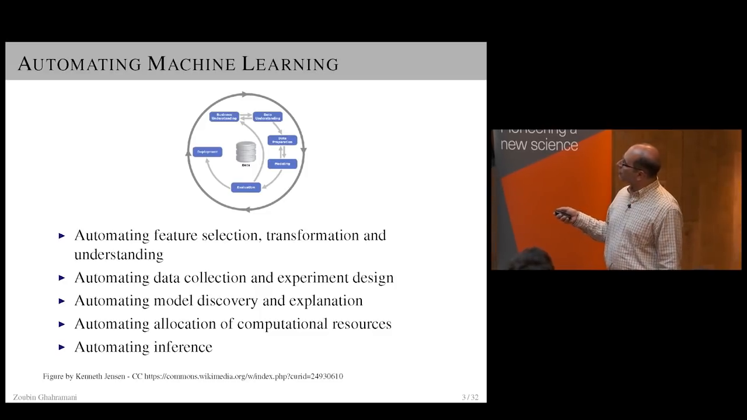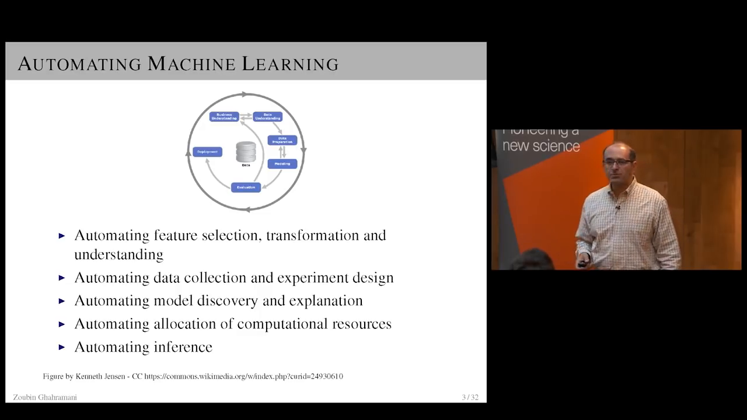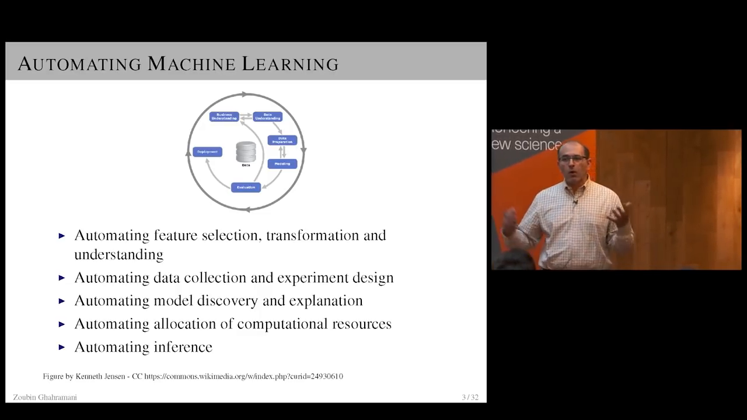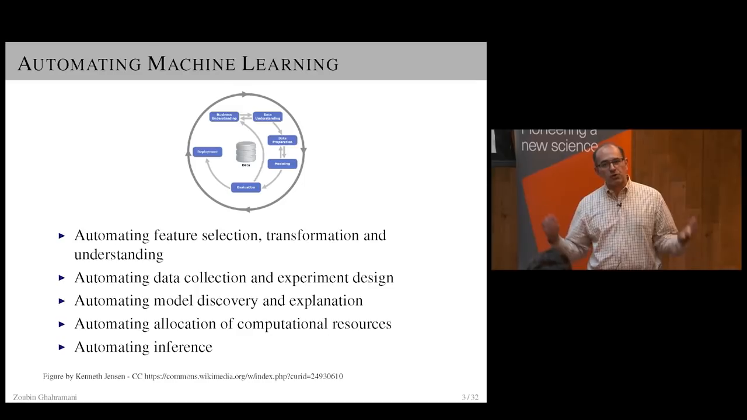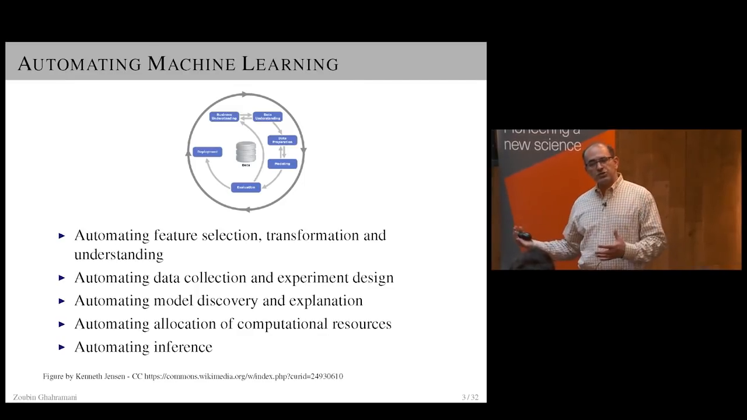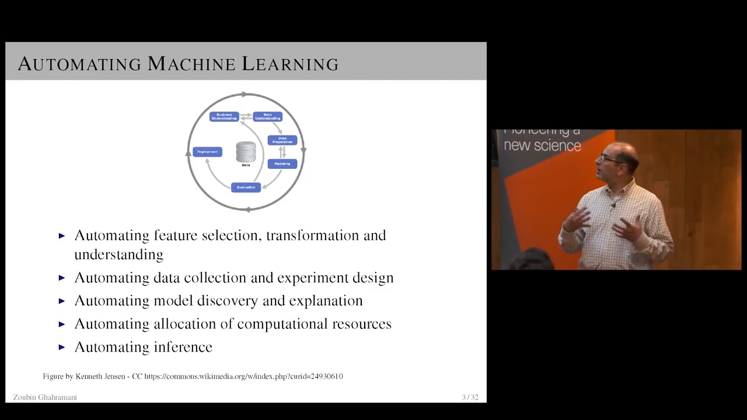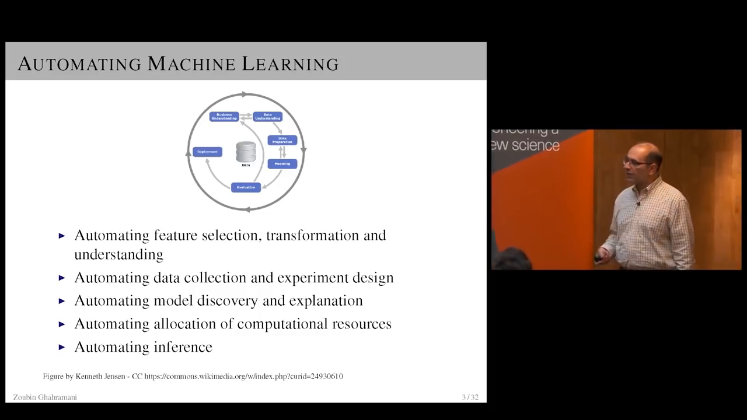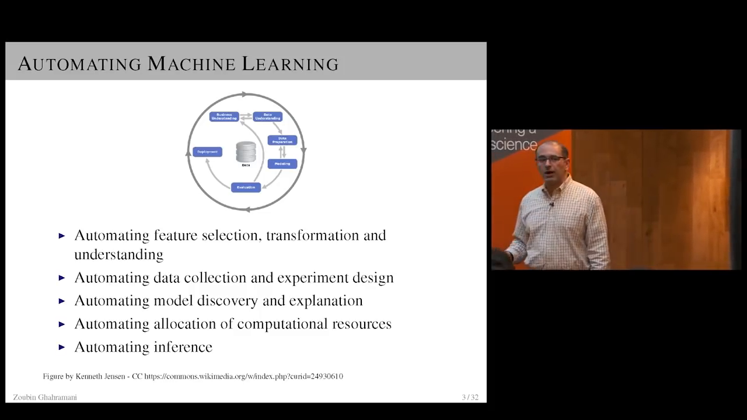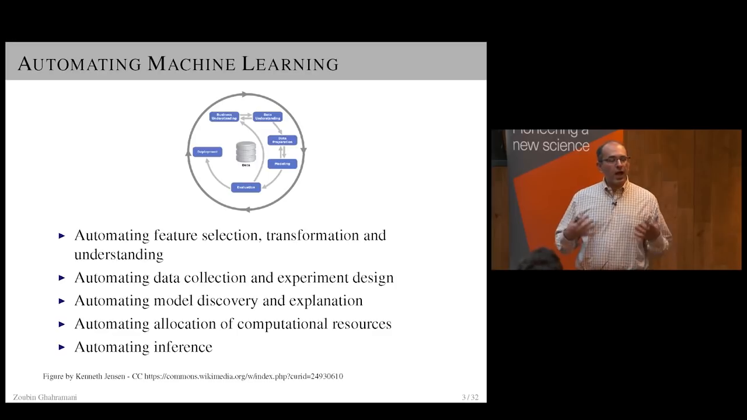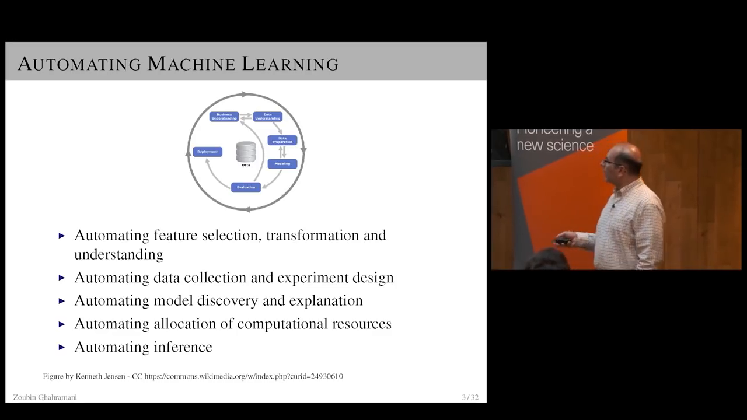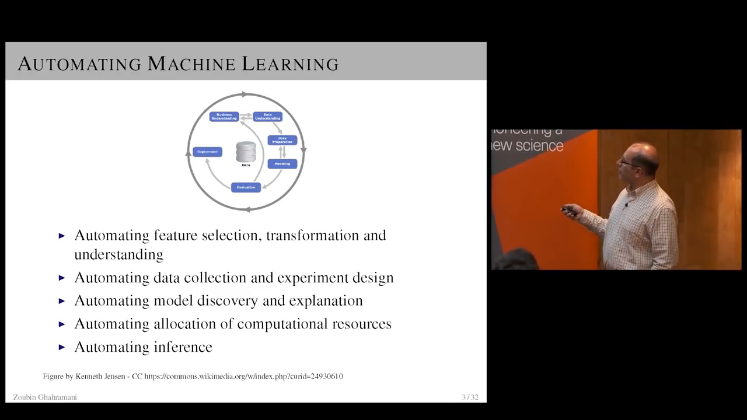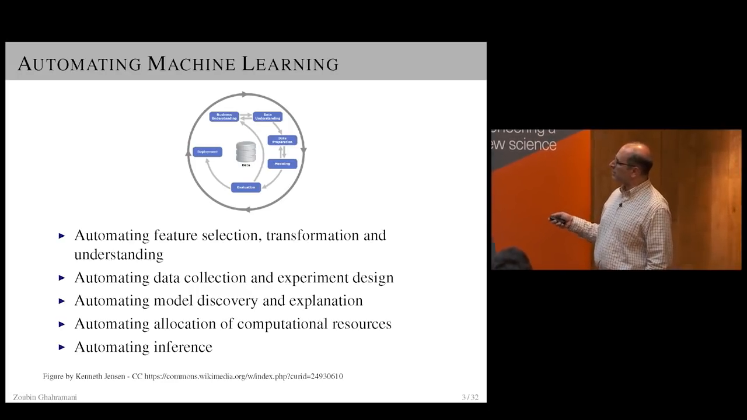The thing that I'm going to focus on quite a bit during this talk is model discovery and explanation, which is once you have the data, what model, it's a matchmaking process, what model do you use to answer the questions you're interested in from that data? And then the explanation bit is interesting as well. Once you've done that, how do you explain what you've done to other people? And then automating allocation of computational resources. I'll touch upon this a little bit.